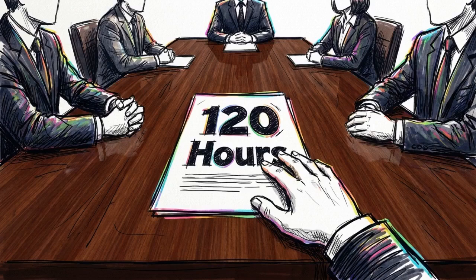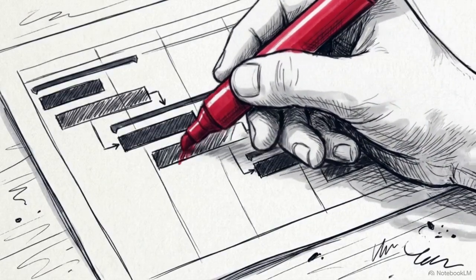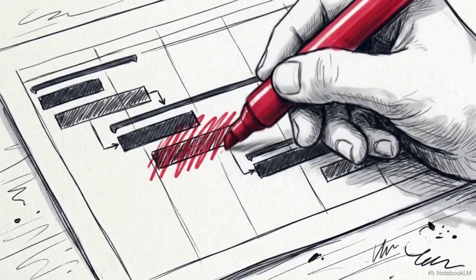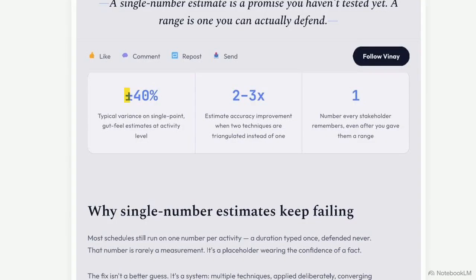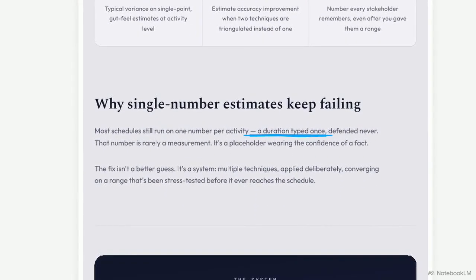You walk into a status meeting, drop a single number estimate on the table, and hope nobody asks too many questions. It looks solid on the schedule, but a single point estimate is a fragile promise. The moment it hits real-world pressure, that number falls apart. Look at the data here. A typical gut feel single point estimate carries a swing of plus or minus 40%. Typing that single duration into a project plan treats a guess as if it were a recorded measurement.